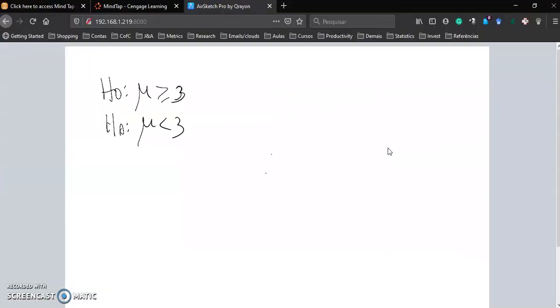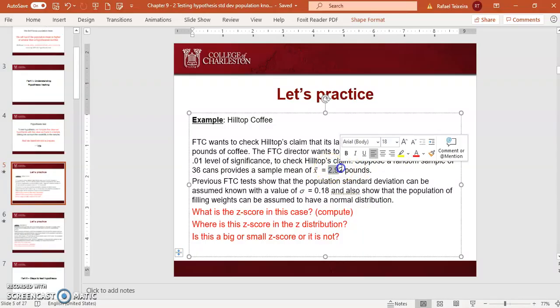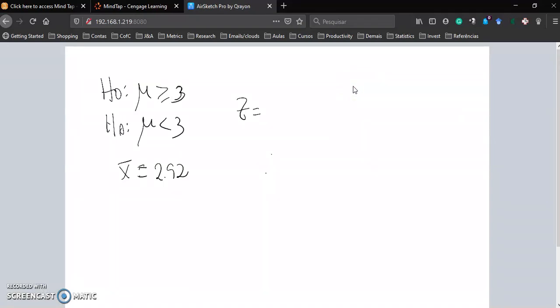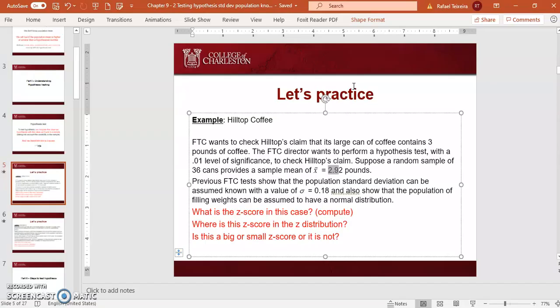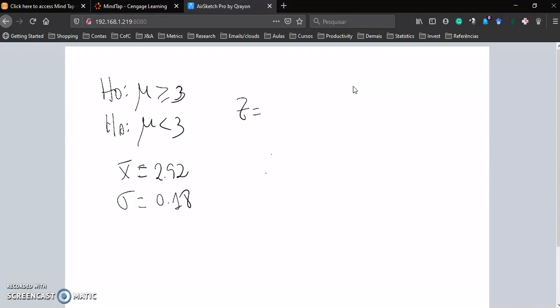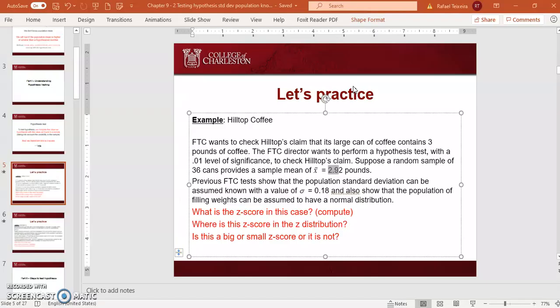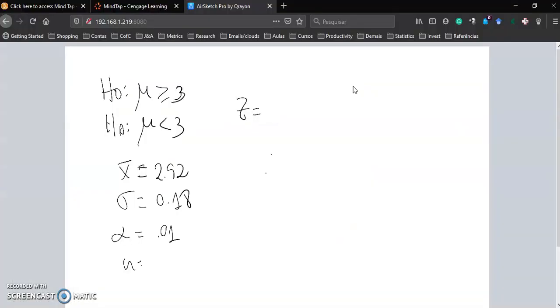We have all this information. I have a sample mean, x bar, equal to 2.92. You see it's smaller than 3. The population standard deviation is 0.18, alpha is 0.01, and the sample size is 36. We're not going to use the alpha level now. Let's focus on working on the z-score.